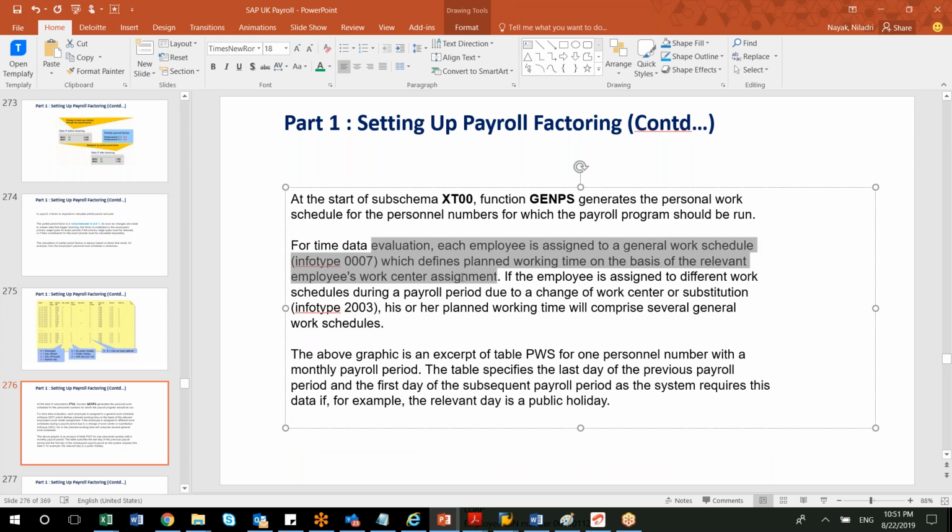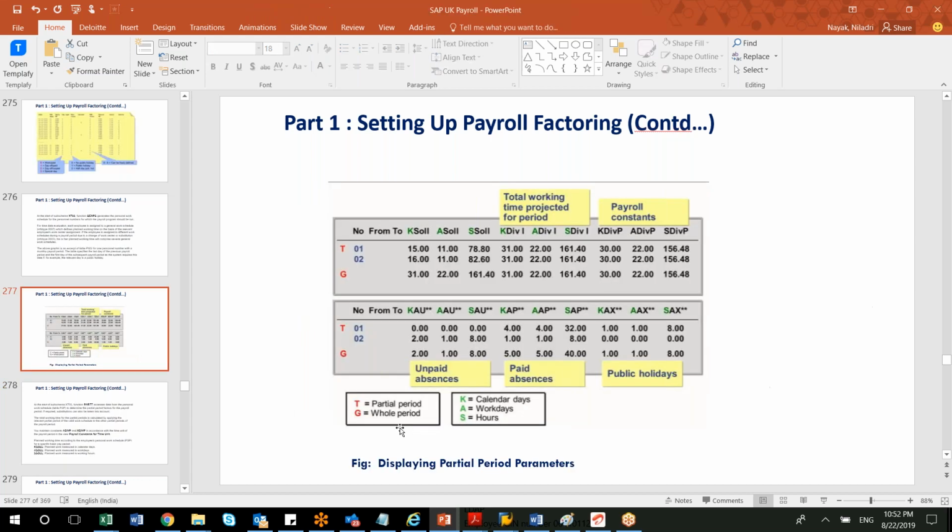So here you can see how this partial period parameter will be split. As you were asking, there can be two types of period, and we can have three types of days or hours. How this calculation will happen, I will explain here. This kind of calculation happens inside the system at the PWS level.